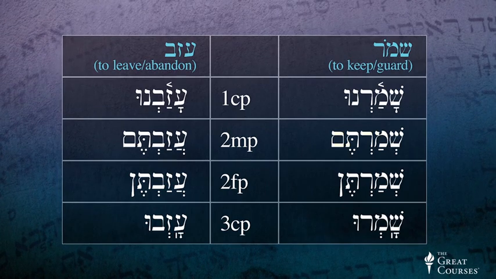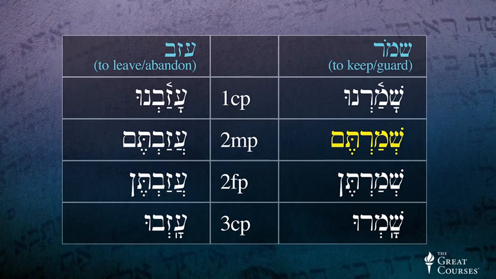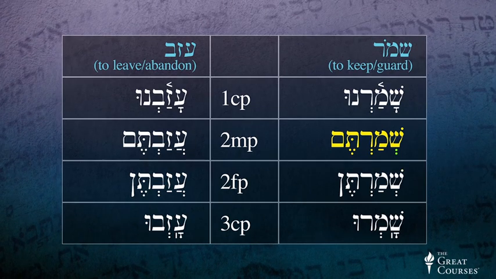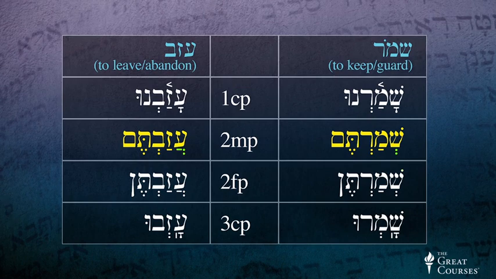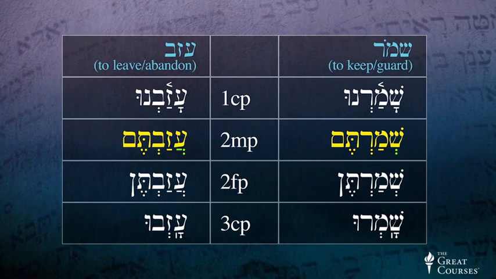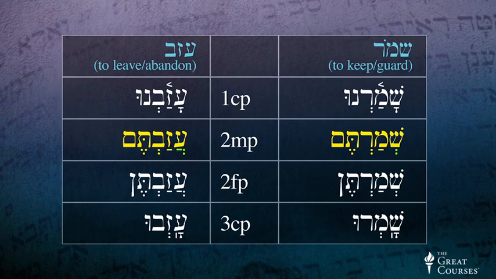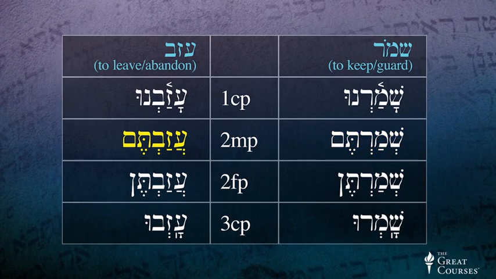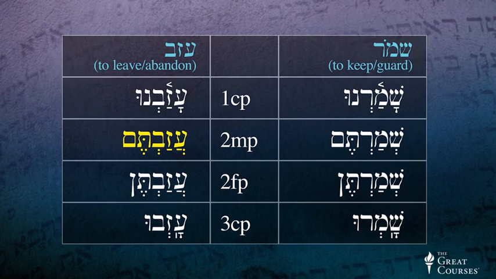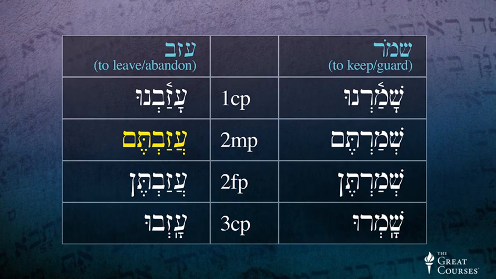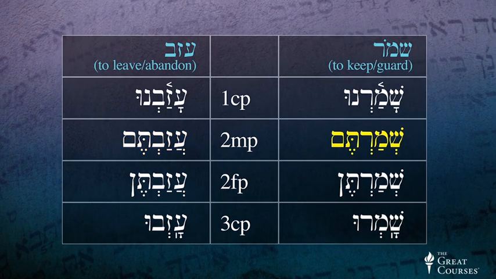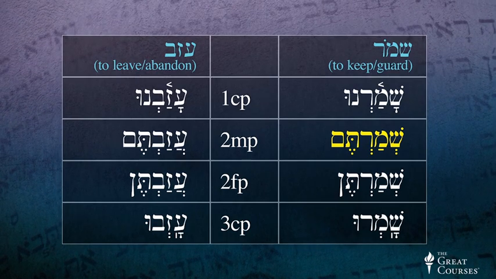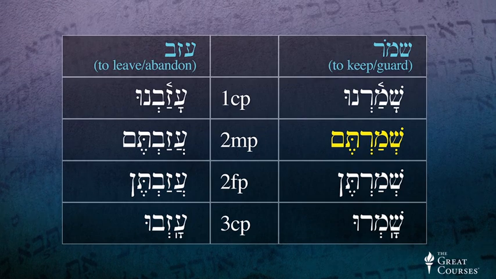But when you do that with shimartem, you kept, with a shva under that first consonant, because of the guttural letter, you have to have a compound shva, a patach shva. So it's shmartem, but azavtem. Looks like an a vowel, but it's a variety of shva. So azavtem is exactly the same form as shmartem. Exactly. Kal, perfect, second masculine plural.